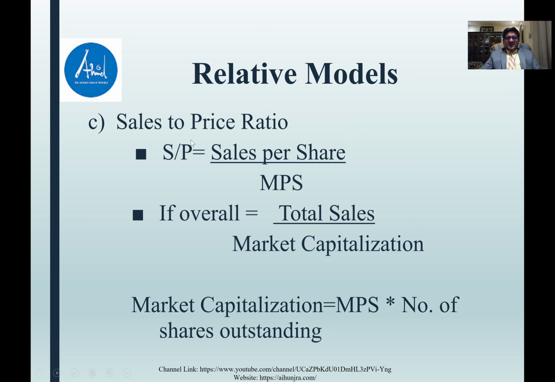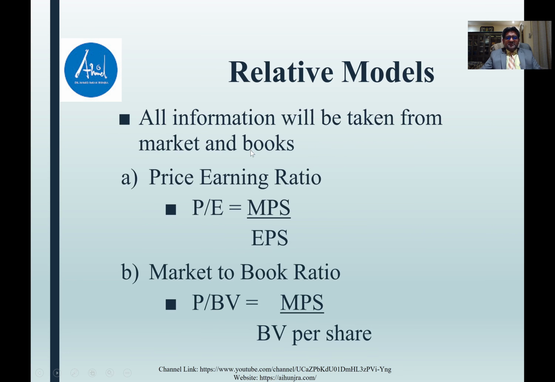Then there is another model, the sales to price ratio. Sales of the company can be total sales for a year, or it can be sales per share. Its formula is sales per share divided by market price per share. Sales to price ratio means sales is the numerator and market price is the denominator. If we look at the previous slides, market to book ratio means market is the numerator and book value is the denominator. Price to earning ratio means price is the numerator and earnings per share is the denominator.